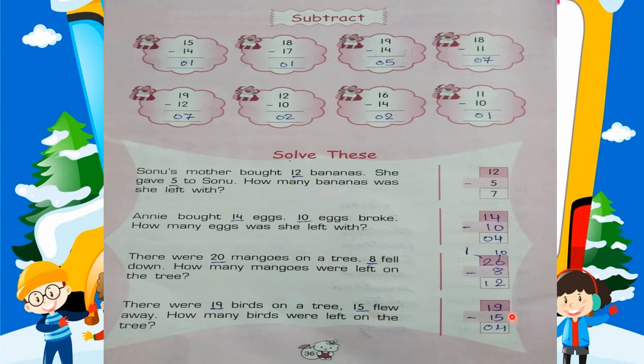Then subtract them. So firstly you will subtract the ones position number. The ones numbers are 9 and 5. So 9 minus 5 is equal to 4, and 1 minus 1 is 0. So how many birds were left on the tree? 4 birds. 4 birds were left on the tree. So, is it clear, class, how to do this question?